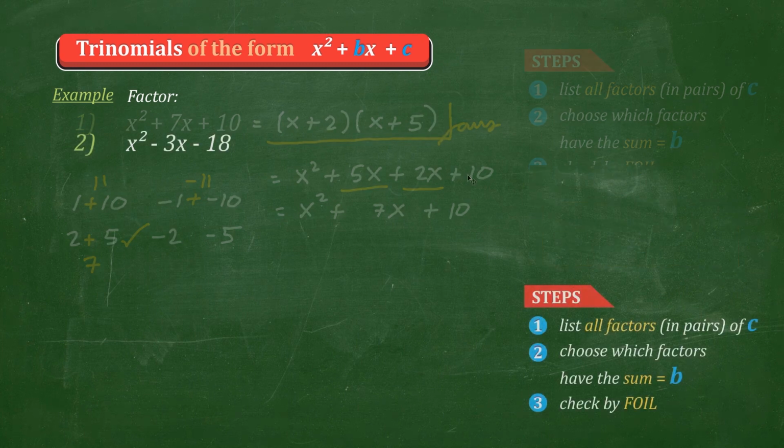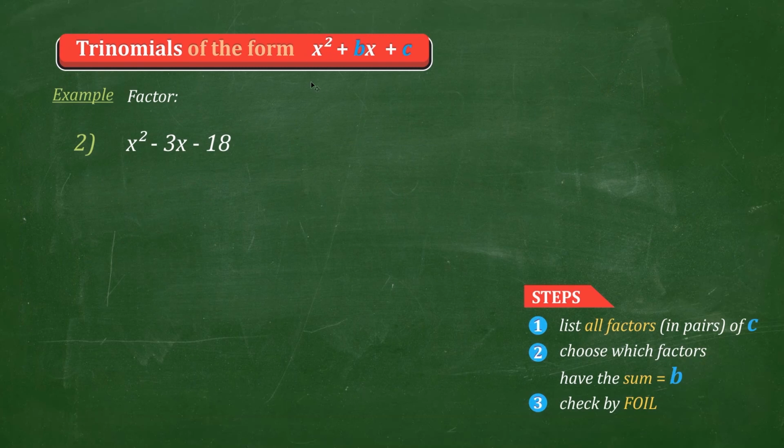Here's problem number 2, a more exciting example. We are asked to factor x squared minus 3x minus 18. By observation, this is a quadratic trinomial with leading coefficient equal to 1. Thus, we can use our technique here. Warning: this technique is only applicable for quadratic trinomials with leading coefficient equal to 1. Otherwise, you will get an incorrect answer.